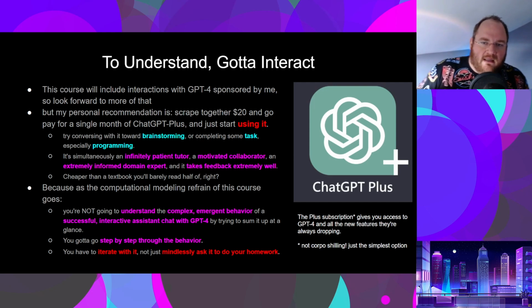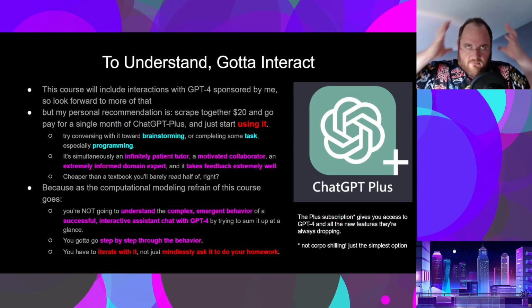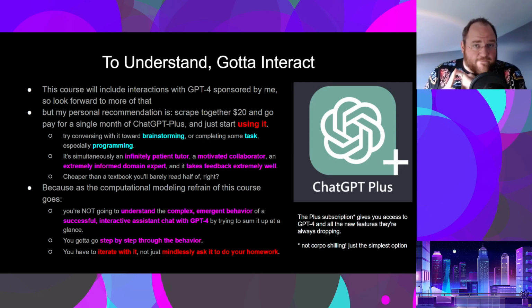But I do have a personal recommendation. Scrape together $20 and pay for 1 month of GPT Plus, and just start using it, right? Try conversing with it towards brainstorming or completing some task, or especially programming, which it's great at, and make it a back and forth. Remember, don't just have it do your homework, please. Because it's this tool that is simultaneously, and I want you to wrap your head around this, an infinitely patient tutor. You can ask it as many questions as you want.